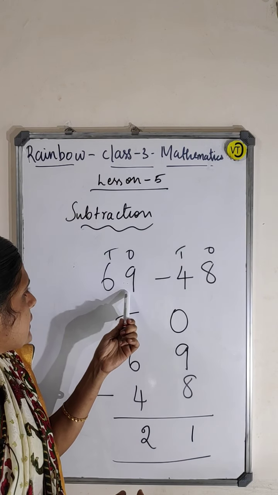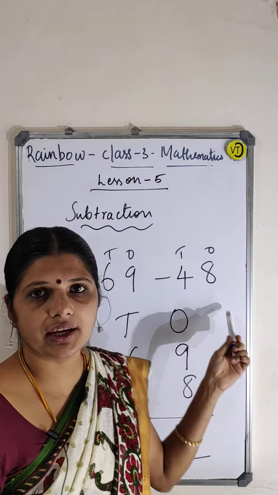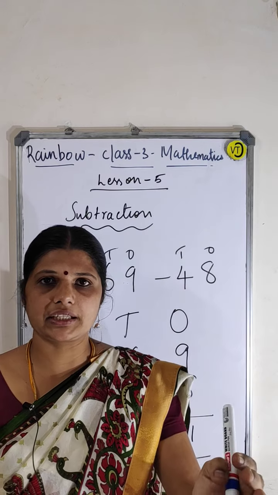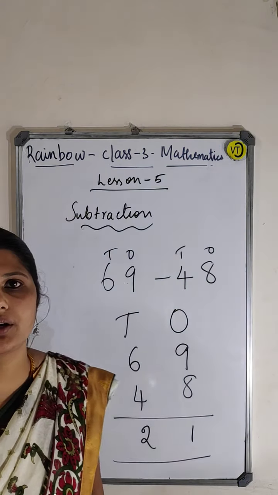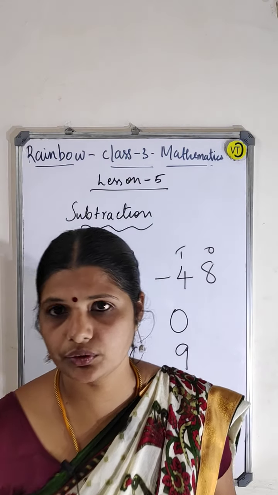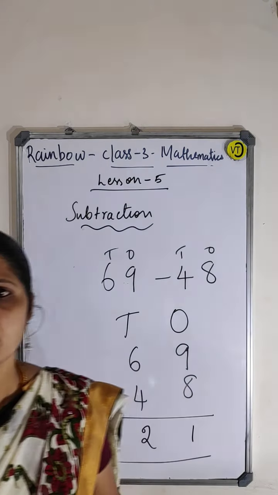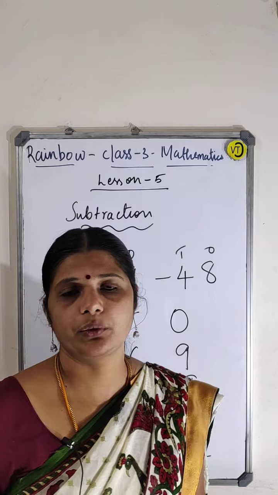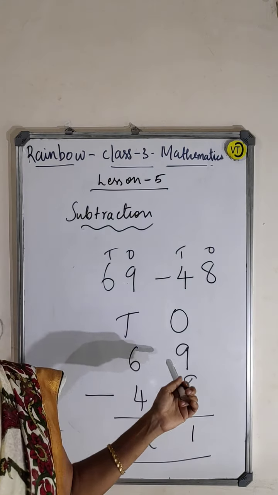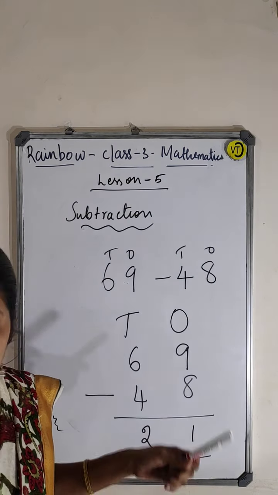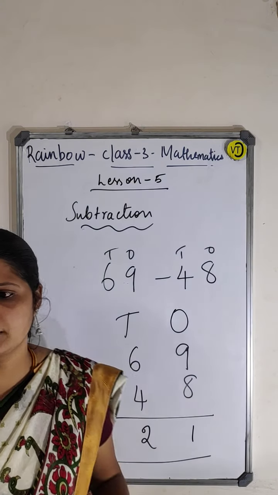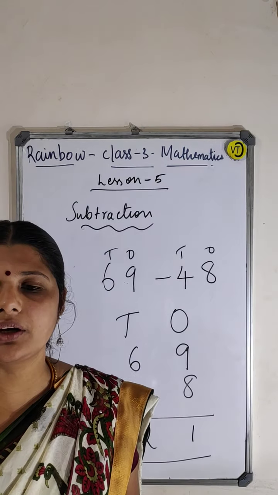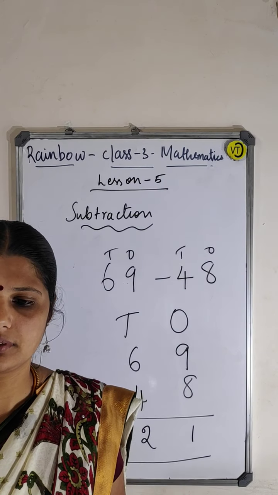From 69, you have to take away 48, and you will get 21. This is the way you have to find it. Always remember, I told you the bigger number is placed above the smaller number. This is without regrouping.